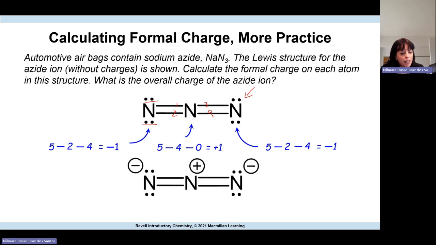Okay, so we have -1, -1, and +1. So azide ion is -1 because if you go -1, +1, -1, what are you going to have? -1. That is the charge of the azide ion. Okay, this is how we know.